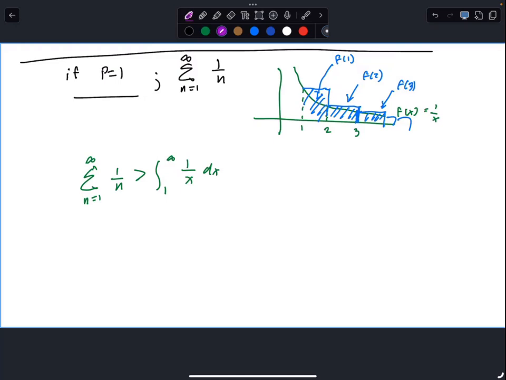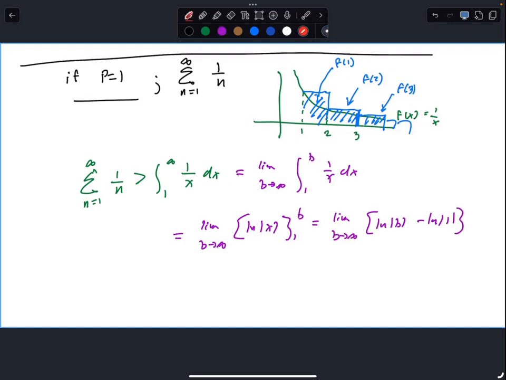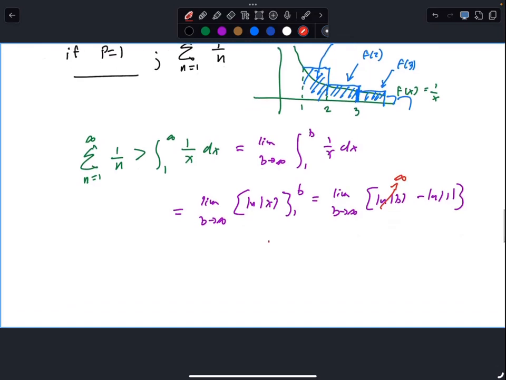So this is equal to the limit as b approaches infinity of the integral from 1 to b of 1 over x dx, which is equal to the limit as b approaches infinity of the natural log absolute value of x evaluated from 1 to b, which is the limit as b approaches infinity of the natural log absolute value of b, minus the natural log of 1, which is just 0. But this term is now going to go to infinity, and therefore it diverges.